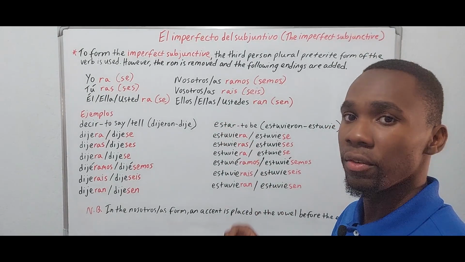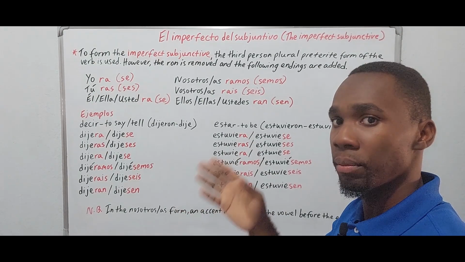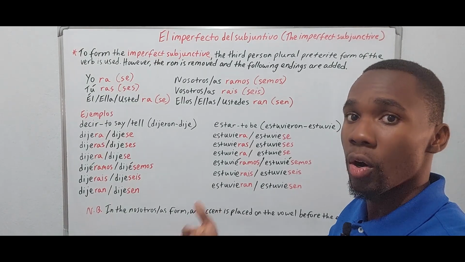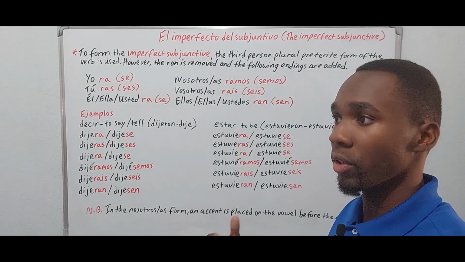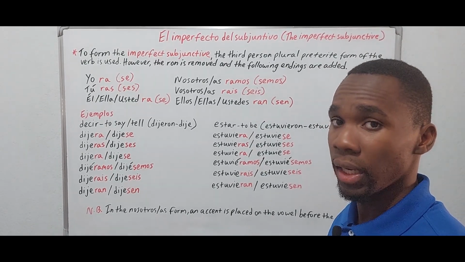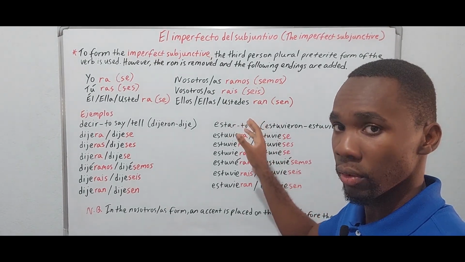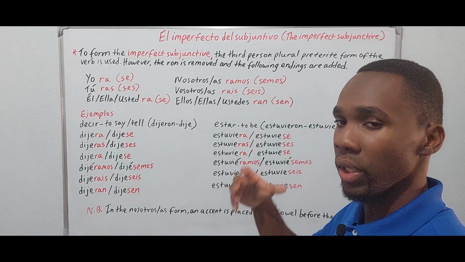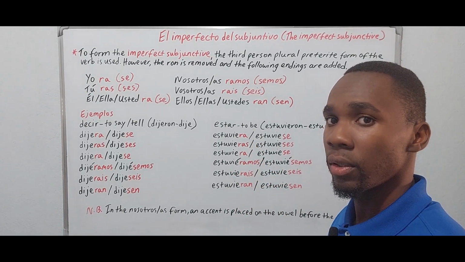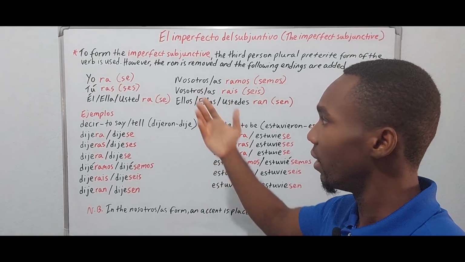So it does not matter whether the verb is irregular, regular, whatever. It will take the preterite form. Of course there are irregular verbs in the preterite, but you have to know how to conjugate them. They're verbs with stem changes, spelling changes, etc. But you have to know them in order to be able to form this mood, right? So we conjugate the verb according to the third person plural preterite form, and then we remove the ron, and you would add these endings.